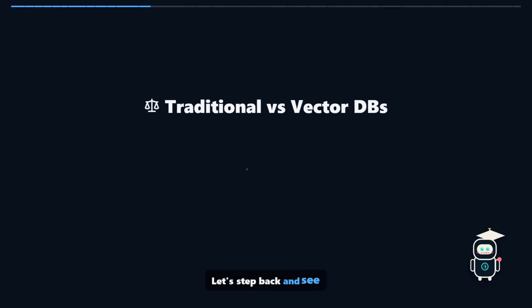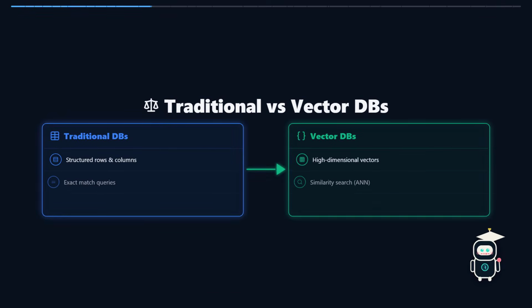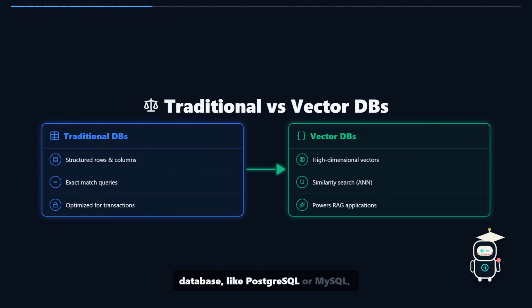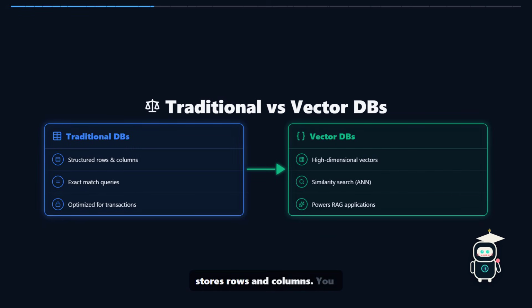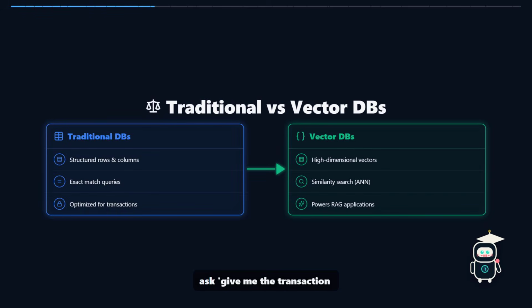Let's step back and see the big split. A traditional database like PostgreSQL or MySQL stores rows and columns. You ask, give me the transaction with ID 40231, and it does an exact match. That's perfect for banking ledgers.